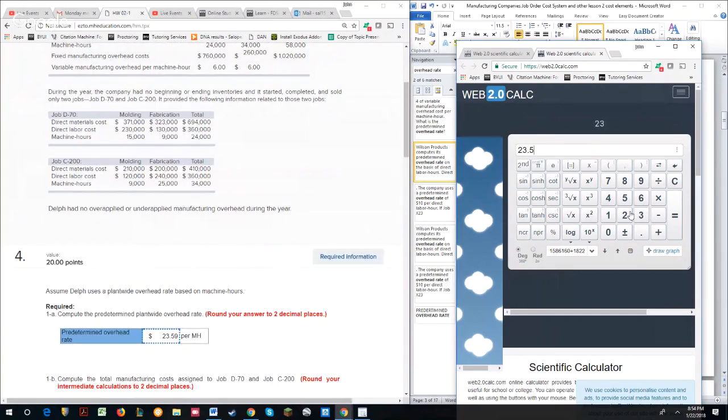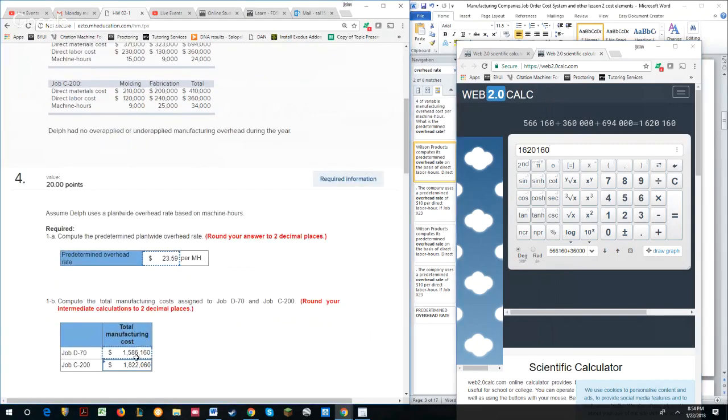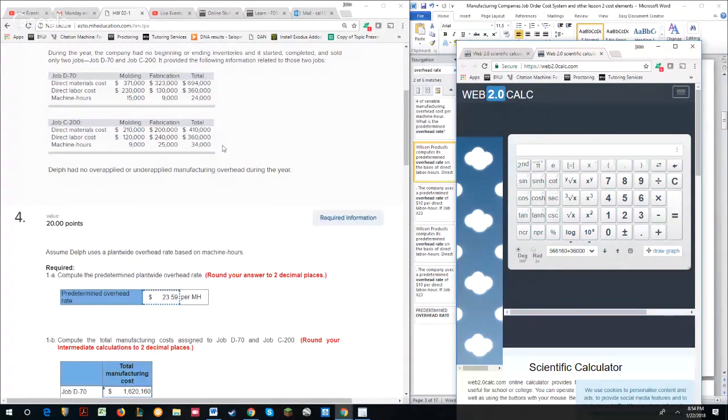So 23.59 times the machine hours plus, yeah, mine's pretty close to that. I think you're right on. And then the same thing for the next one. Okay. That's right. 23.59 times 34,000. And then plus the other two.